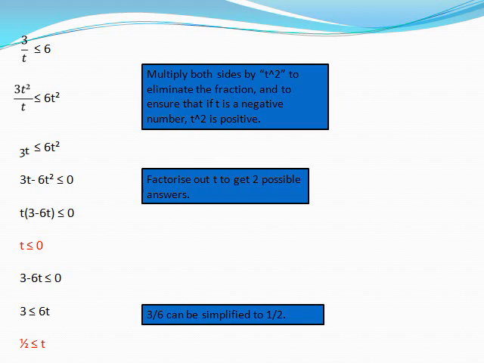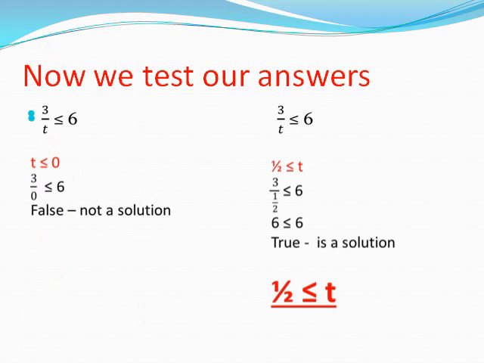We then take both these factors and put them less than or equal to 0. So first of all, t is less than or equal to 0, and then 3 minus 6t is less than or equal to 0. The 6t goes back across and we end up with t is greater than or equal to a half. So we're left with two answers.